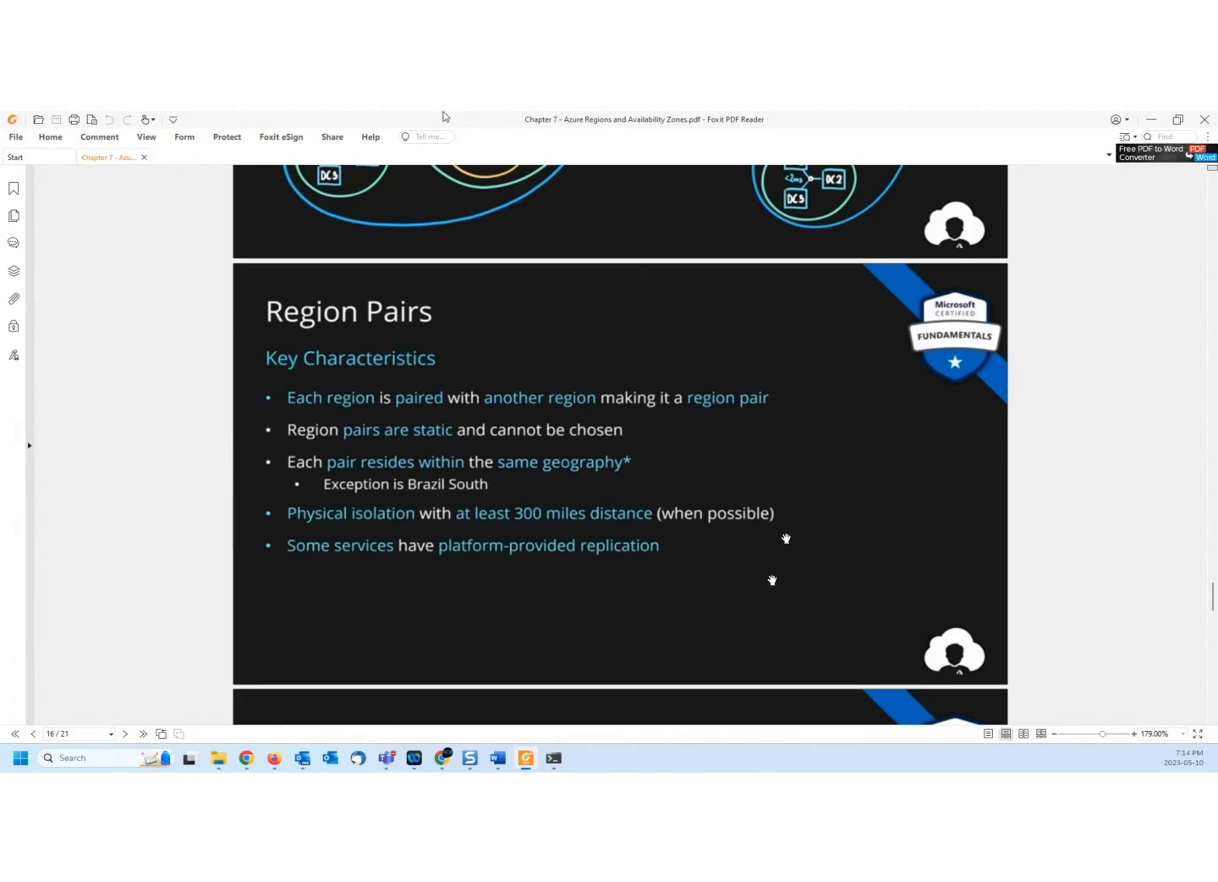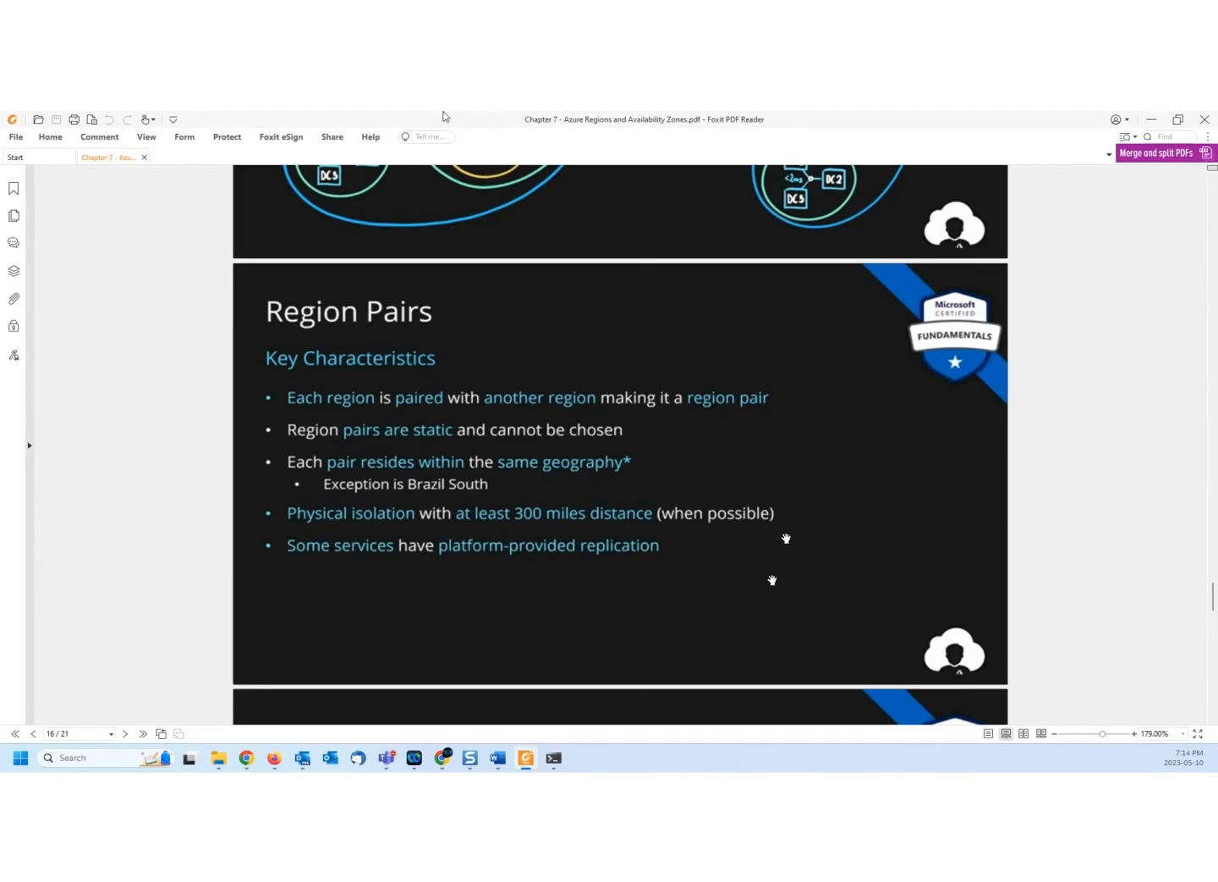So it is not likely that one region is in the US and the other region is in Australia, and you try to create a region pair. Highly unlikely. It should be within that same geography that you can create the region pair. Physical isolation within at least 300 miles distance when possible.